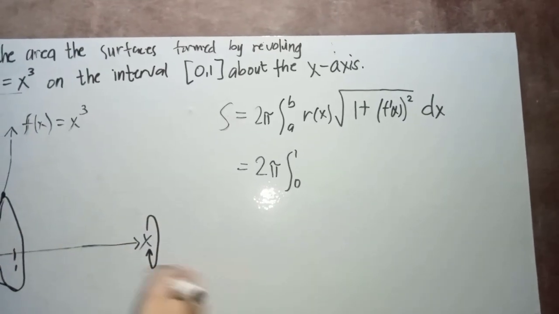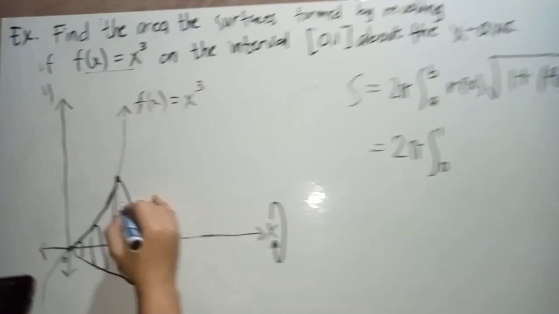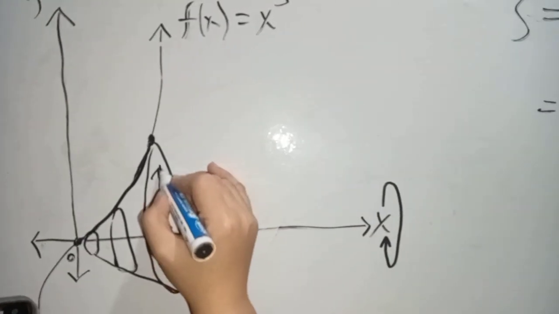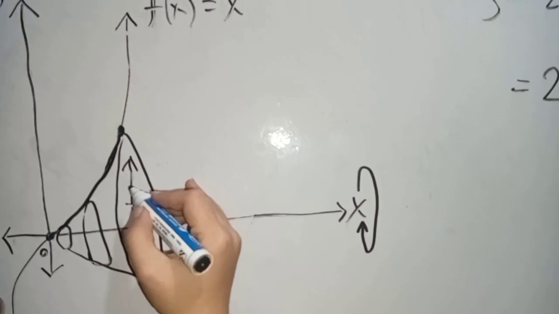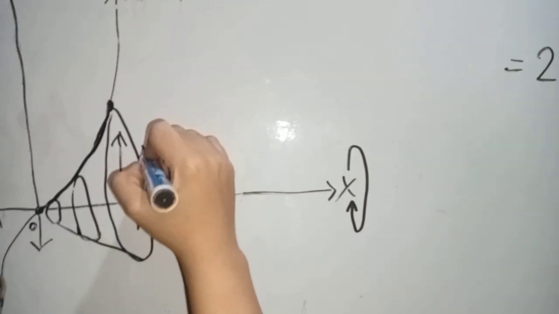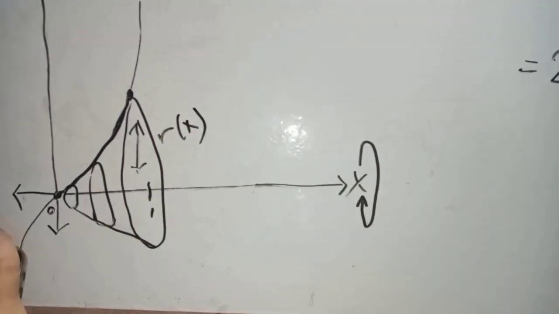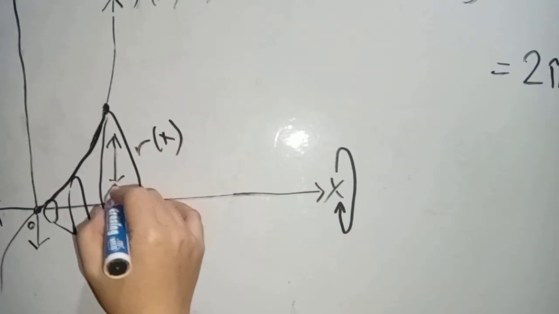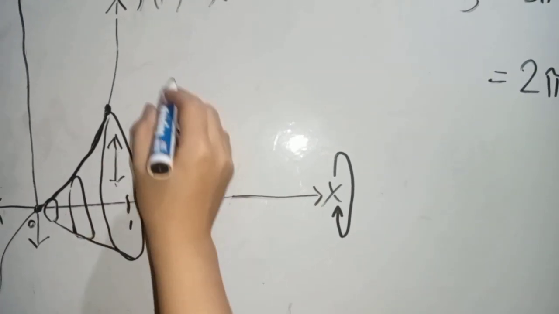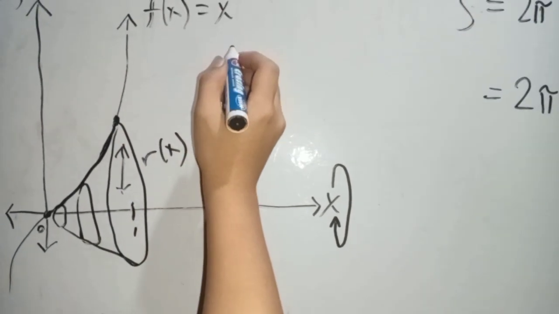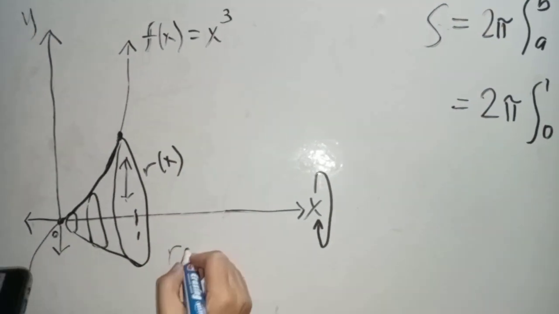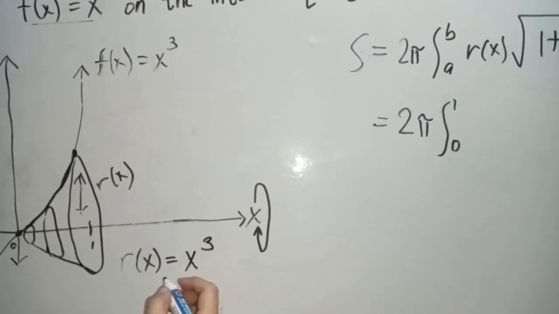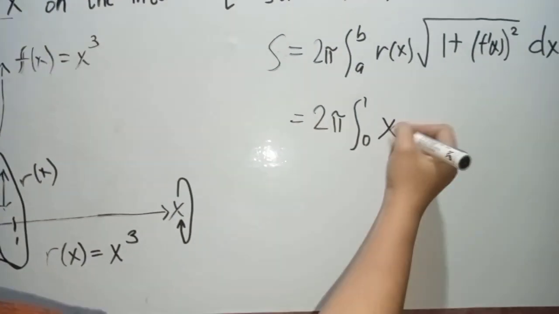Now, what is the radius in terms of x? Well, the radius will be the distance from our axis of revolution, the x-axis, to our curve. And this distance right here is r of x. And in this case, that distance is just going to be equal to the function where this curve comes from, f of x equals x cubed, so r of x is equal to x cubed.